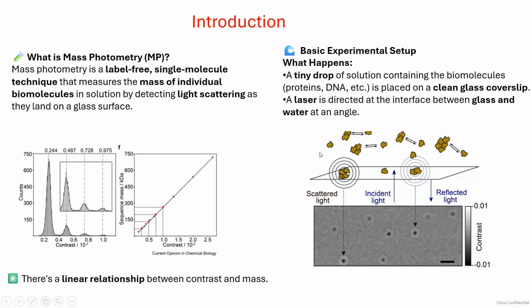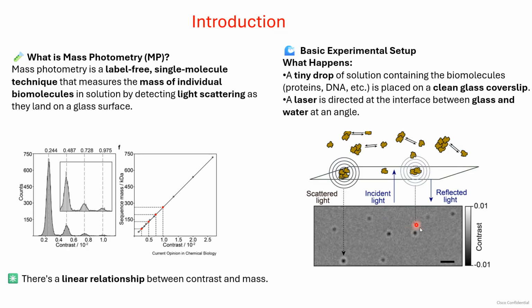So as the laser shines through the solution on the glass cover slip, a molecule that binds to the glass scatters its light, and this scattered light interferes with the reflected light, creating a contrast change that appears as a bright spot in an image, which can be captured by high-speed cameras, and it would be captured as one binding event.